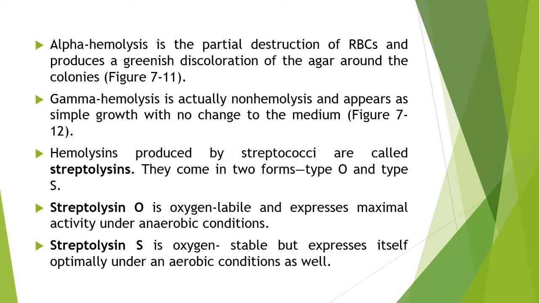A hemolysin produced by streptococci are called streptolysin. They come in two forms, streptolysin O and streptolysin S. Streptolysin O stands for oxygen labile and S stands for oxygen stable. Here you can see the streptolysin O is oxygen labile and expresses maximal activity under anaerobic condition, and streptolysin S is oxygen stable but expresses itself optimally under anaerobic condition as well.